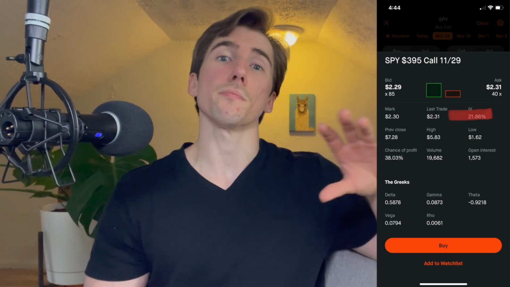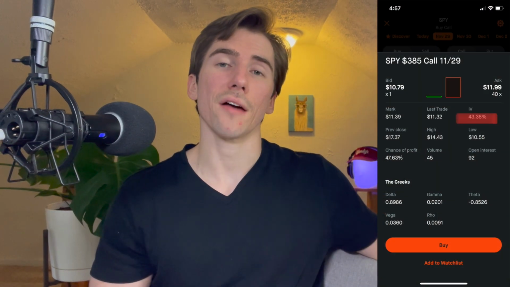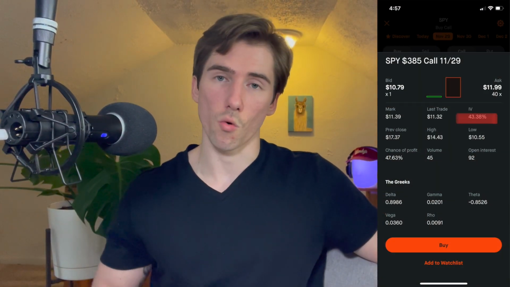But if an option is super deep in the money, then there's a greater chance that that option is going to make them a profit, or they'll at least be able to exercise that option. So there's going to be greater demand for that option, which means that the implied volatility for a deep in the money option is going to be higher.